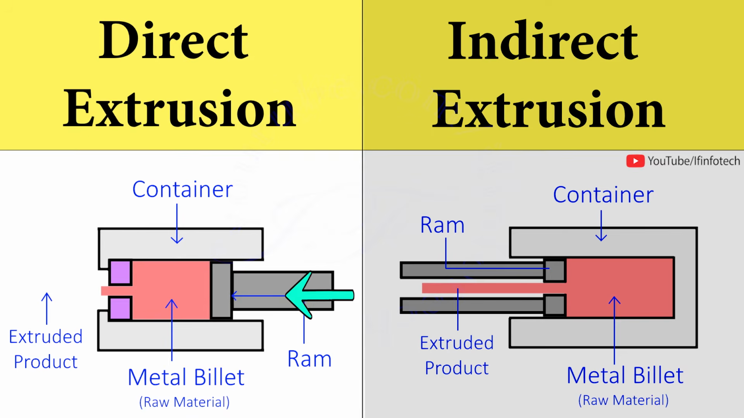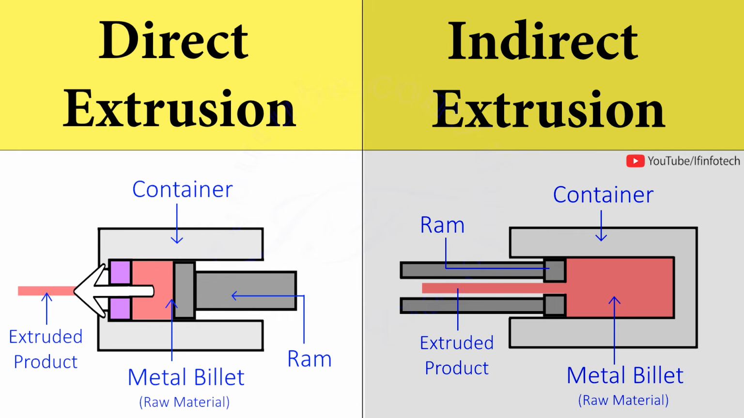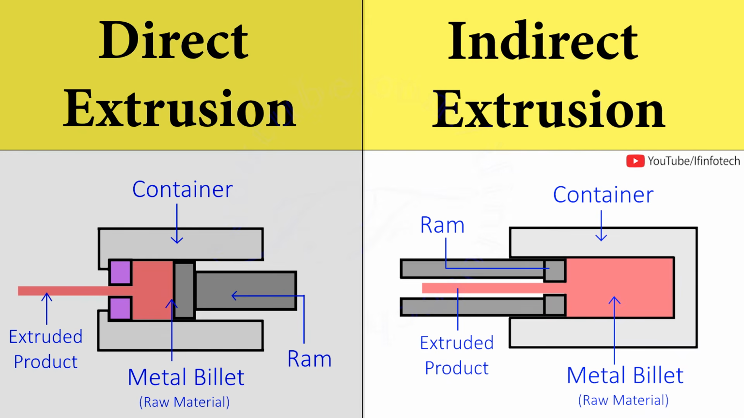When the hydraulic driven ram presses the billet, the metal starts to flow through the opening, forming an extruded product of the required cross section. In direct extrusion process, the extruded metal flows in the direction of the ram motion. In indirect extrusion process, the metal flows in the direction opposite to the ram motion.